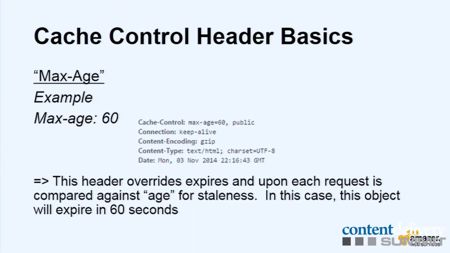A more popular one that I see customers use is MaxAge. So what this allows you to do is provide a relative time instead of an absolute time like Expires does. So you can say, hey, in 60 seconds from now, this object will be expired.